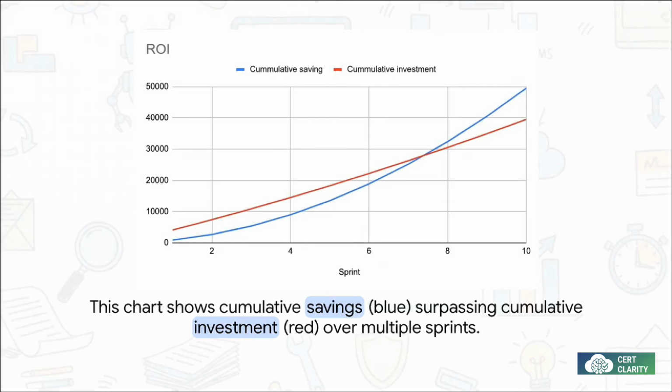This chart is awesome. It really shows you what that ROI journey looks like. The red line, that's your cumulative investment. It starts high and keeps climbing with maintenance. The blue line is your savings. It starts slow, but then it really takes off as you run more and more tests. And that spot where they cross, that's the turning point. That's the beautiful moment your automation has officially paid for itself and is now making you money.